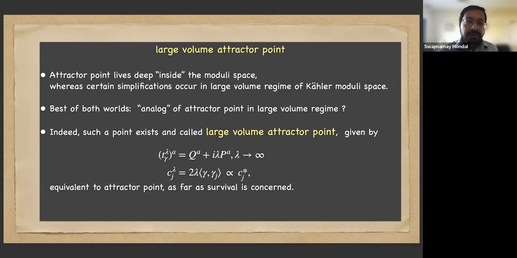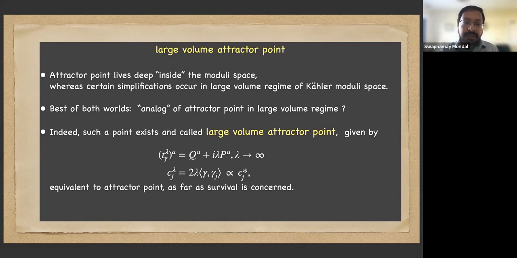Now, we have not talked about the black hole in much detail, or we have really forgotten the detail of the black hole. We have been treating them as point particles. But when you do a more detailed analysis, you will need the mass of the black hole and so on. You would like to go to a regime where things simplify, and that regime happens to be a certain large volume regime, where these Kähler moduli, these J^A fields, are large.